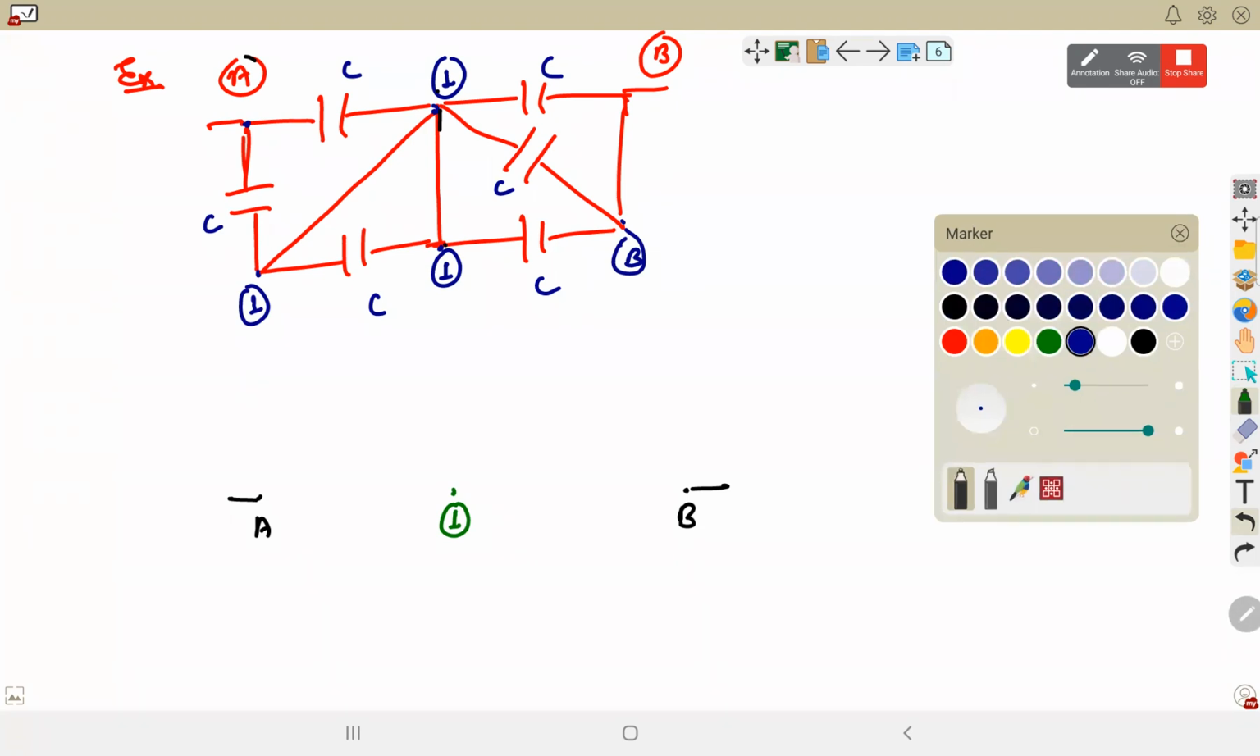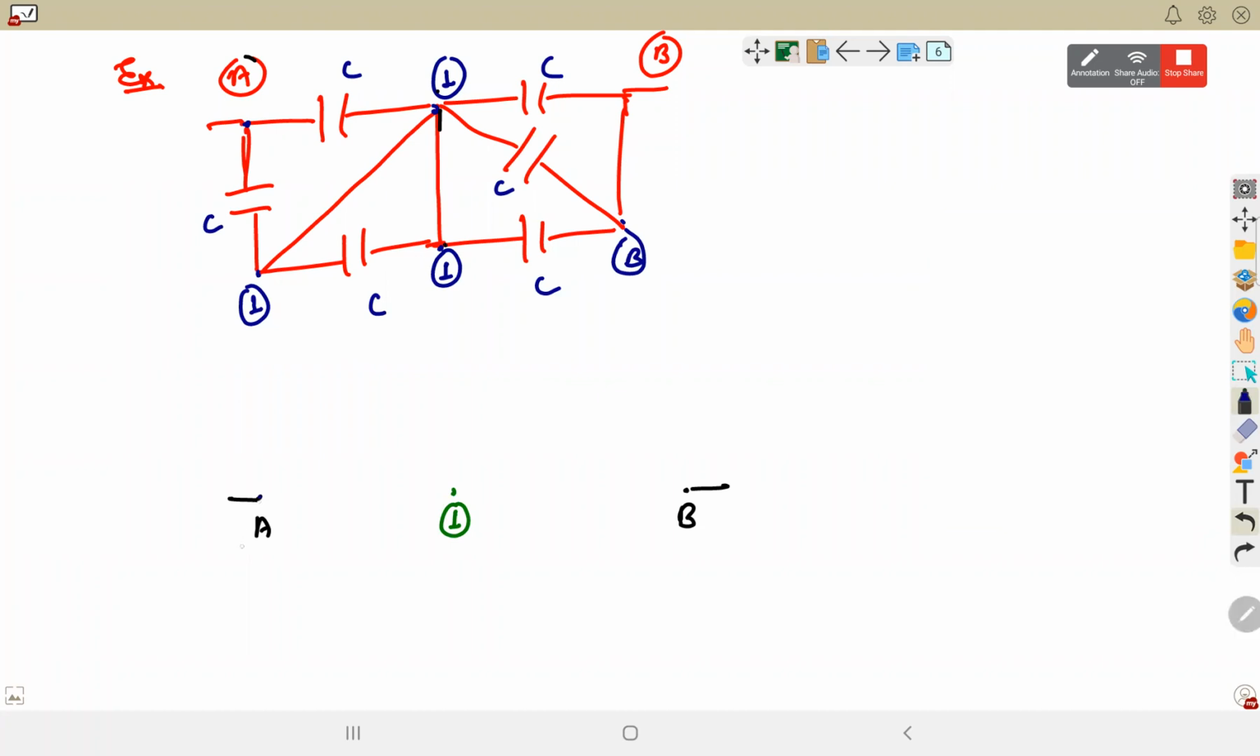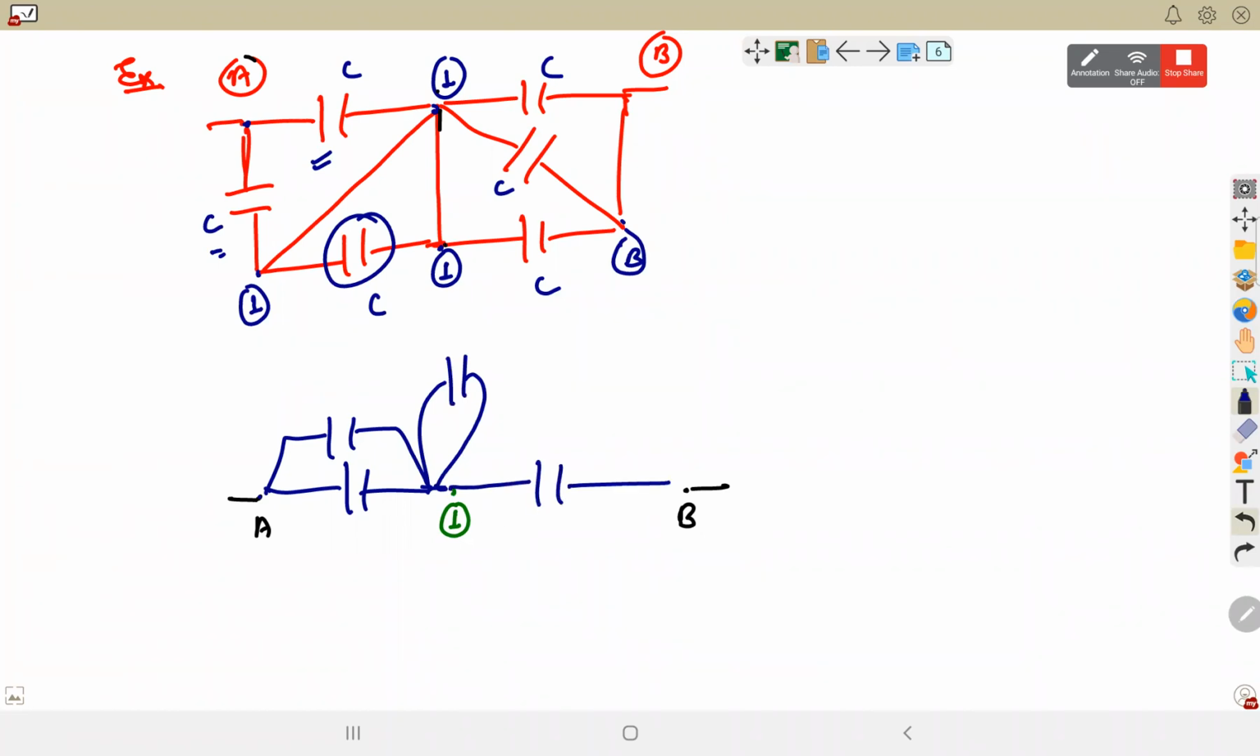A to 1, how many capacitors, Rahul? Sir, 2. Right. This one and this one. And this capacitor, the lower capacitor is between the same point, 1 to 1. So that's useless, that will be short circuited. And then 1 to B, there are 3 capacitors.